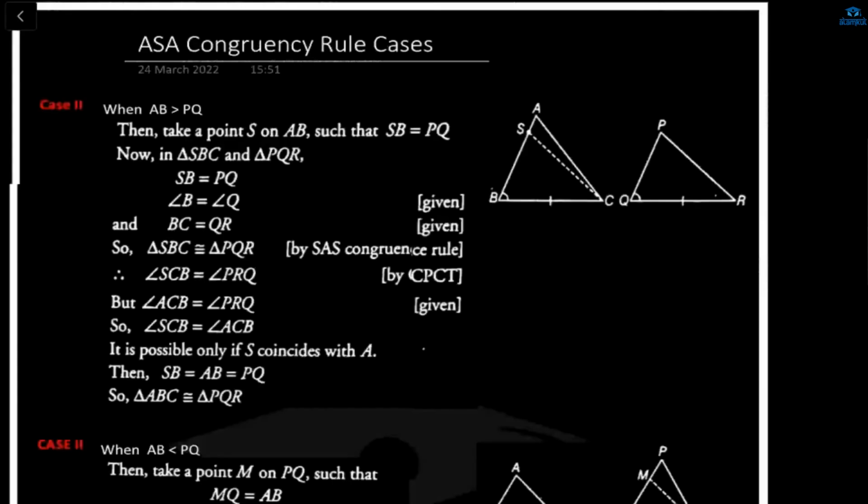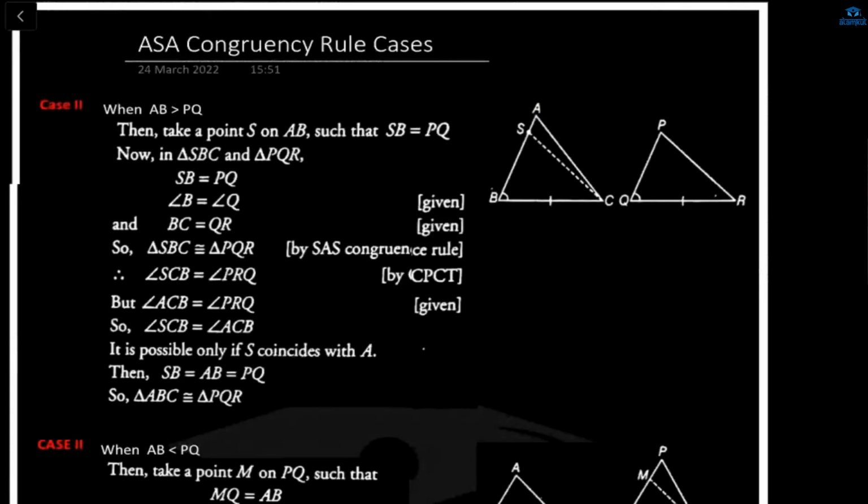Now let's see the first one, that AB is equal to PQ. That is the easiest one. If AB is equal to PQ in the triangle, then BC is also equal to QR, that is given to you, and angle B is equal to angle Q, that is also given. So both the triangles will be congruent by SAS. If these three conditions are there, you can directly say the triangles are congruent in the first case.